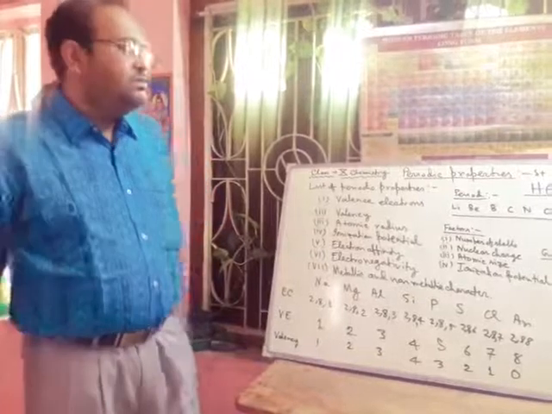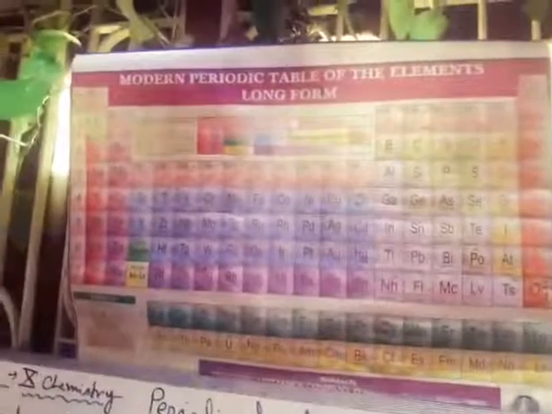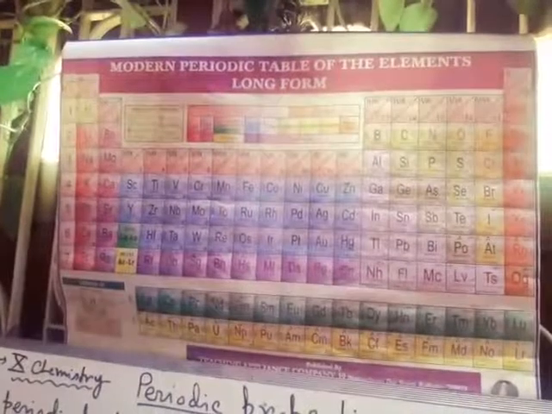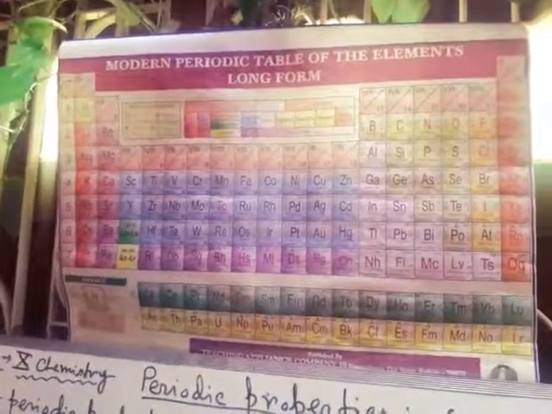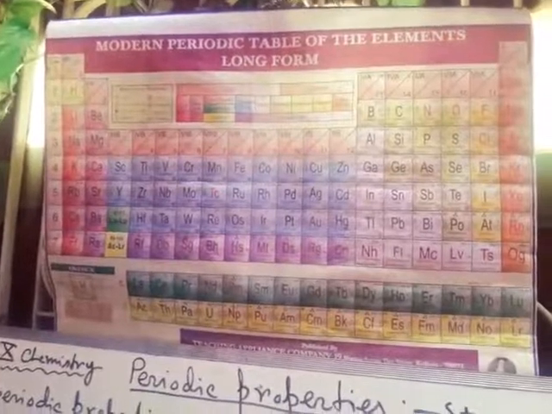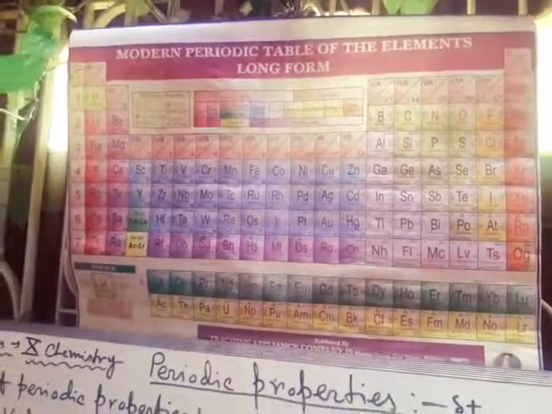First of all, we want to show you the modern periodic table. In the modern periodic table, there are 118 elements, and the elements are arranged according to their atomic number. This theory was first established by Moseley. In this periodic table, there are 18 groups and 7 periods. The columns are called groups and the horizontal rows are called periods.